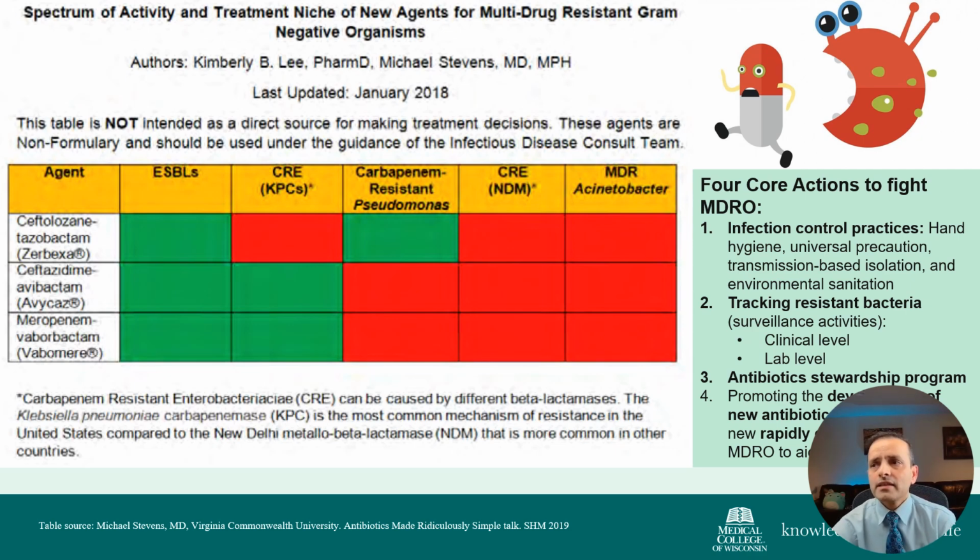And the four core actions to fight against MDRO involve infection control practice, hand hygiene, universal precautions. Those are very, very important. And then tracking resistant bacteria, something like surveillance activities at clinical level and at lab level, is very, very important. And antibiotic stewardship program is very, very important. And then promoting the development of new antibiotics is something we have to do to deal with these very resistant organisms.